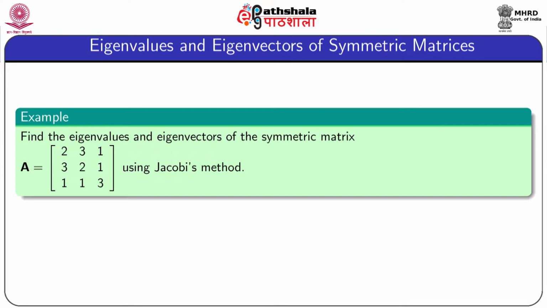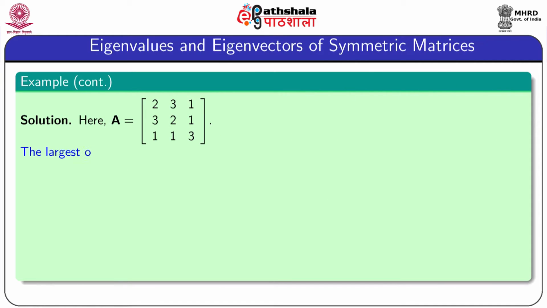Now, we consider an example to illustrate Jacobi's method to find all eigenvalues and eigenvectors of a real symmetric matrix. So, this is a real symmetric matrix of order 3 by 3. The largest off-diagonal element is 3, which is present at positions (1,2) and (2,1).